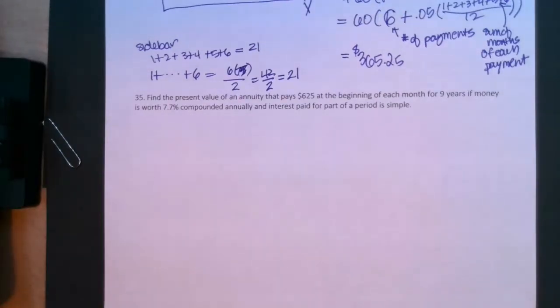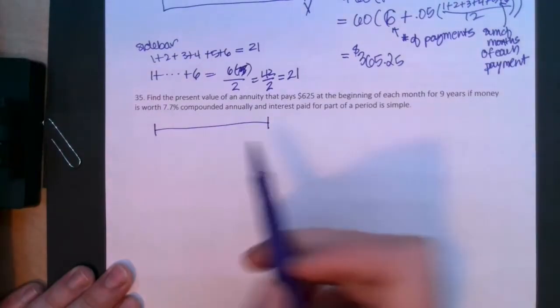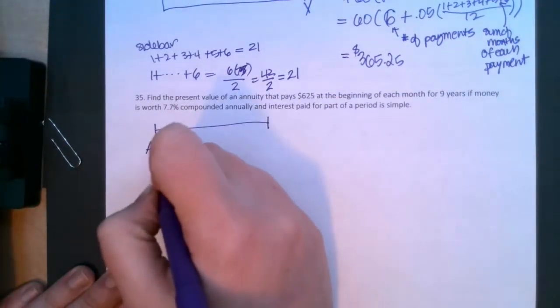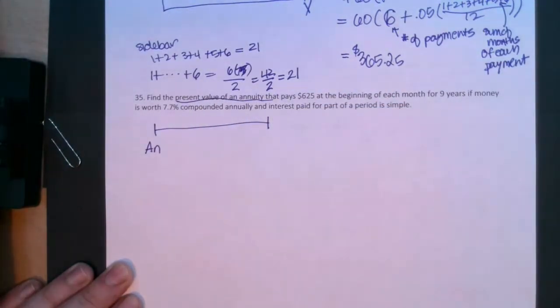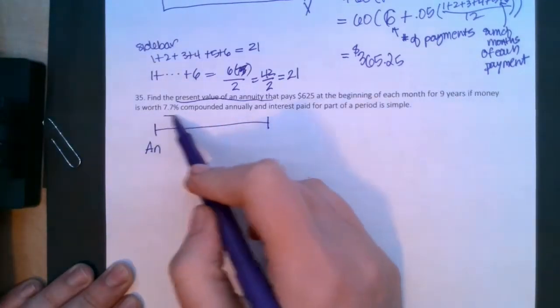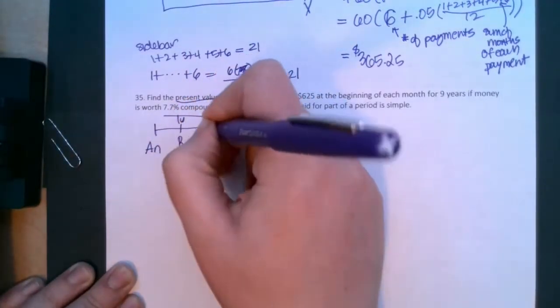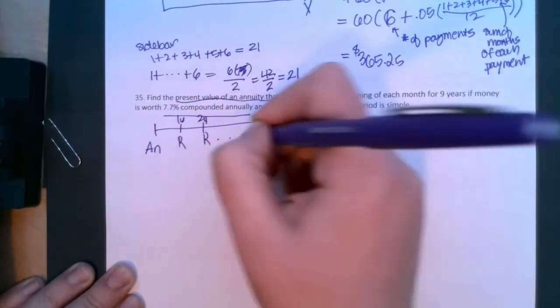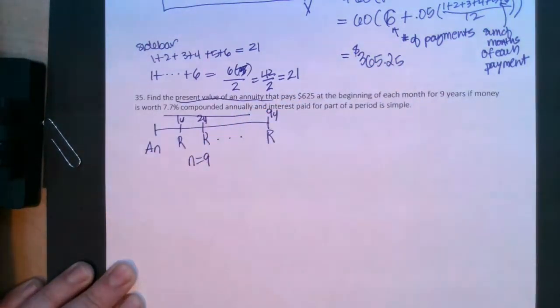Okay, so we have again kind of two timelines here. First we're going to make our payout timeline. We know we're trying to find A sub n, that goes at the beginning because we're trying to find the present value of an annuity. The money is worth 7.7% compounded annually. So those are the pieces that we need. In 1 year we're going to have R, and then 2 years later we have another payment, and we're doing that 9 times, so we know that n is 9. So we're trying to find A9.